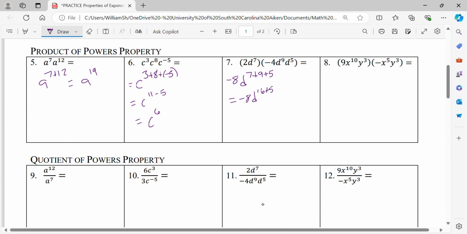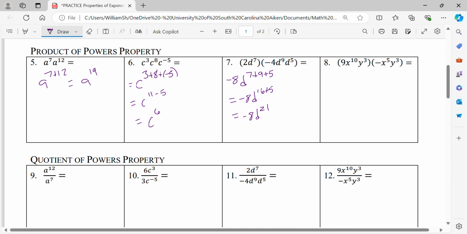Hopefully you can combine some steps here. Maybe do all the additions at one time. But I'll take it step by step just to make sure we're getting it. And then we have 16 plus 5, which is 21. So I have negative 8d raised to the 21st power. Now, I know we don't want any negatives here, but when it says it didn't want any negatives, it was talking about the exponents.